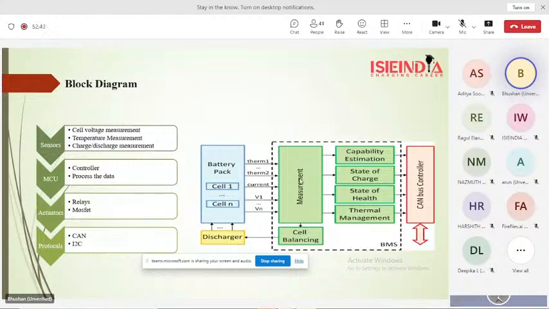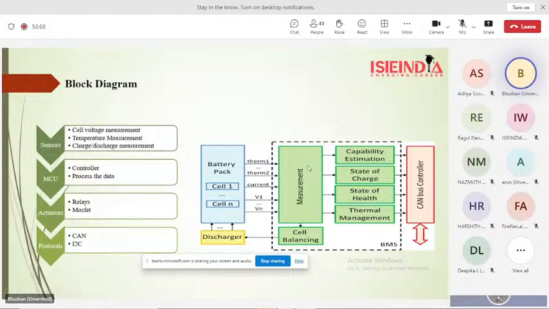The analog front end in the system can be used to estimate the voltage and current we are getting from here, which is analog. The analog front end converts the analog signal to a digital signal to give as input to the MCU, the microcontroller.